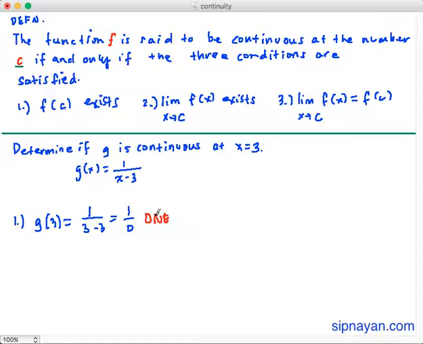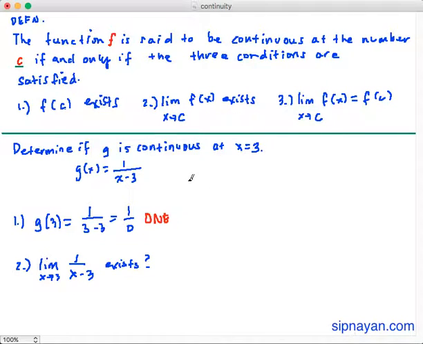But of course, since nagdi-discuss tayo, tignan na rin natin yung additional two conditions. So, number 2, we have the limit of f of x. Ano yung f of x natin? Ang g of x natin na yan, di ba? Ito na yung pangalan ng function natin. And the function is 1 over x minus 3. So, the limit of 1 over x minus 3 as x approaches 3, does it exist? Para natin malaman yan, ang gagawin natin is to get the left hand and right hand limit.